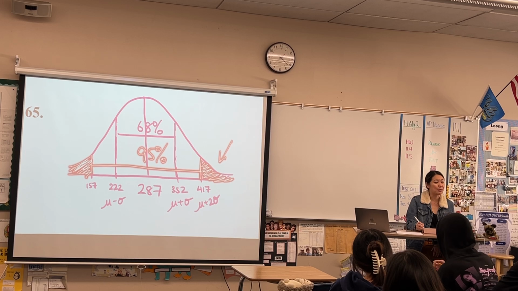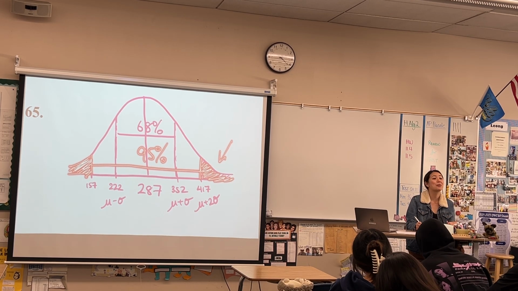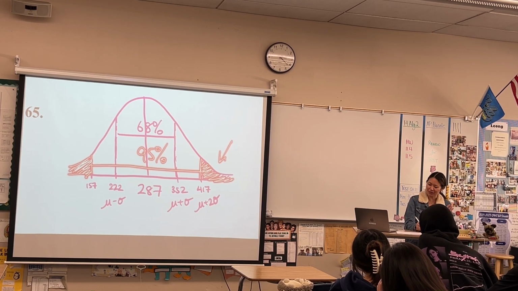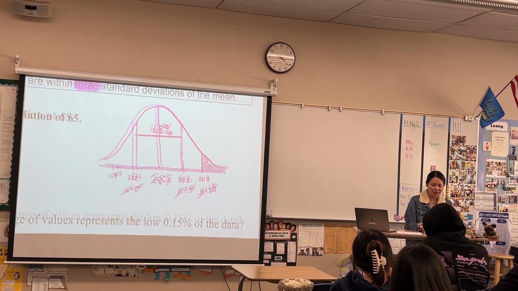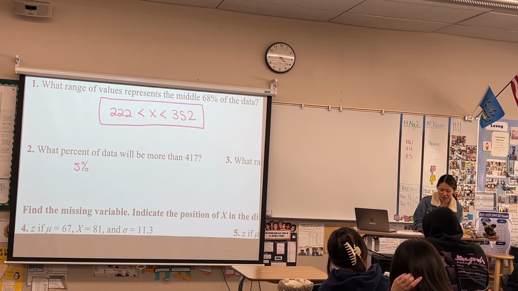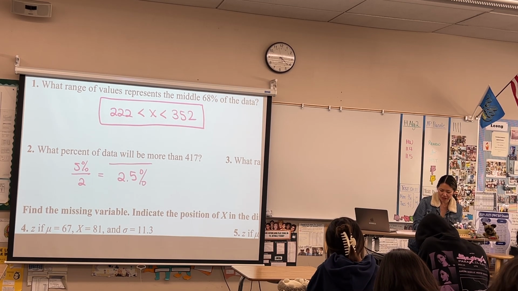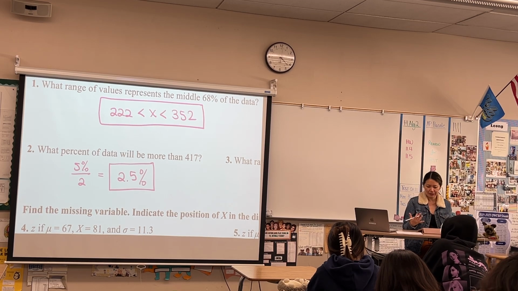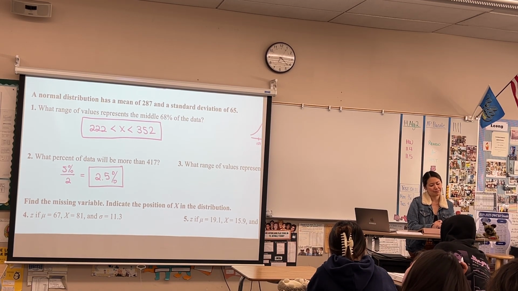Divide by 2, because we know it is symmetrical. So it's symmetric, so I could just divide it by 2. These are the same, right? This and this will be the same. So 5% divided by 2 will get me 2.5%. 2.5% of the data would be more than 417.